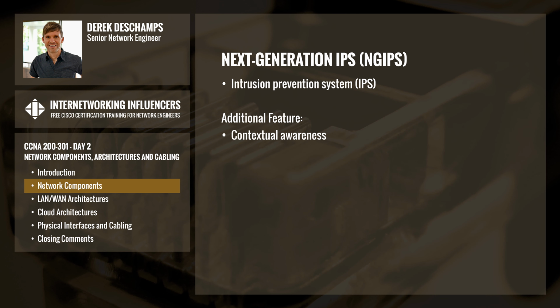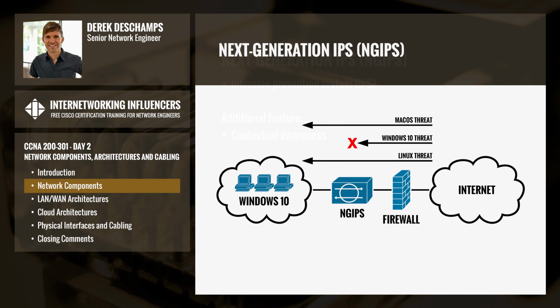A next-generation IPS, or NGIPS, is an intrusion prevention system, or IPS, with the additional feature of contextual awareness. A next-generation IPS gathers detailed information about each host it's protecting, such as the operating system, installed applications, and existing vulnerabilities. This information is then used to increase accuracy and reduce the number of false positives. For example, if hosts on a network are running Windows 10, a next-generation IPS can focus on threats to that particular operating system.